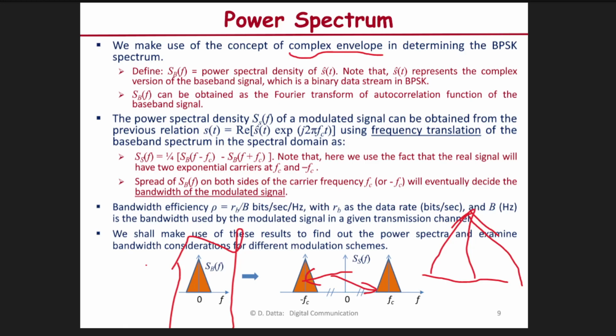We are trying to find the baseband power spectrum, because if you know it, you can just shift it to fc and minus fc and get the overall spectrum. The baseband power spectrum is basically the spectrum of the complex envelope, because the complex envelope carries everything about the modulating signal. So if I find the power spectral density of the complex envelope, I can find the overall modulated spectrum, from this one to this one.